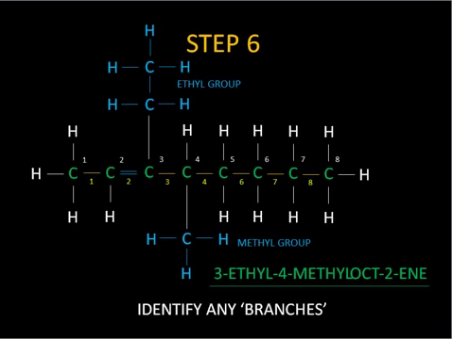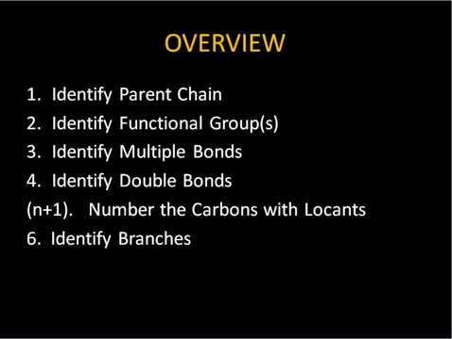So let's give an overview of what we do. First, we identify the parent chain, then identify any functional groups, then identify multiple bonds and double bonds, and through that process, we number the carbons with locants as soon as we've discovered the functional group. If it's not there, then the multiple bonds, and then the double bonds. And that's the order we go in. Then after that, we simply identify the branches. The branches always come last. But that's just my way of doing things. If you have a better way that suits you, then feel free. But that's just the way I can logically order this.